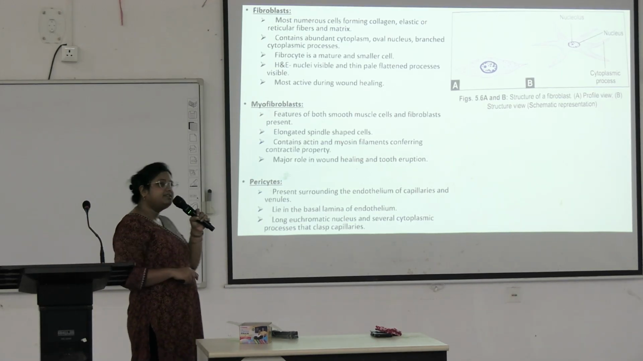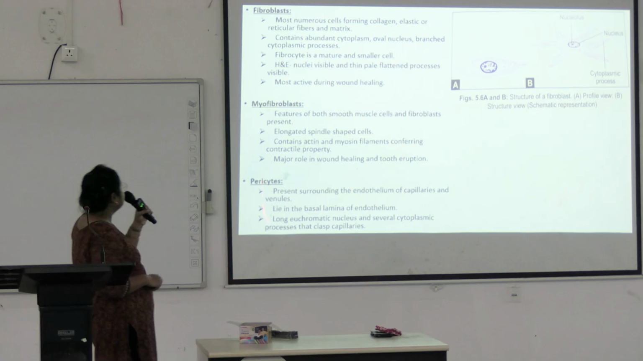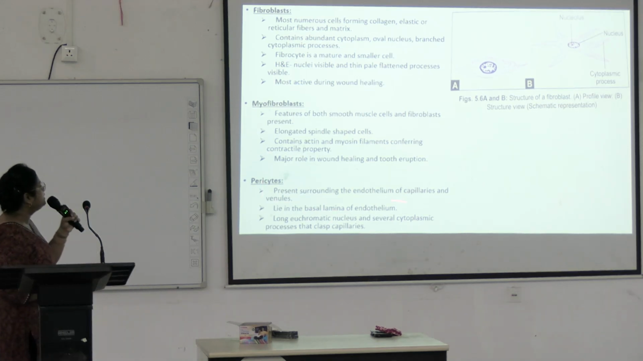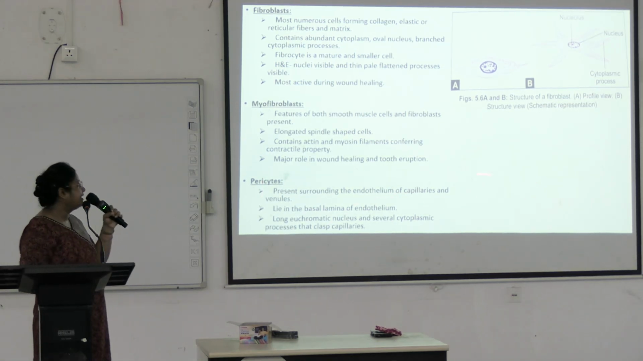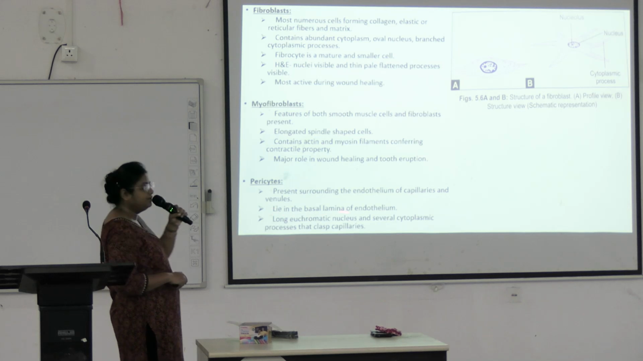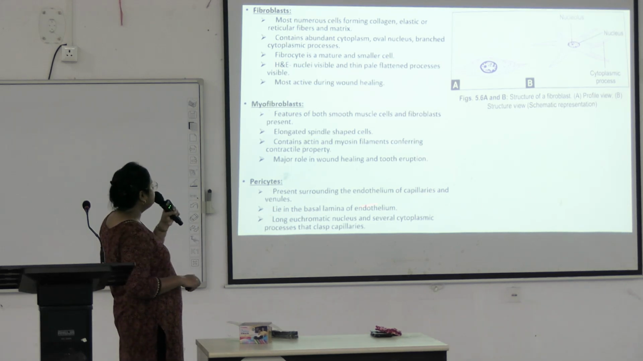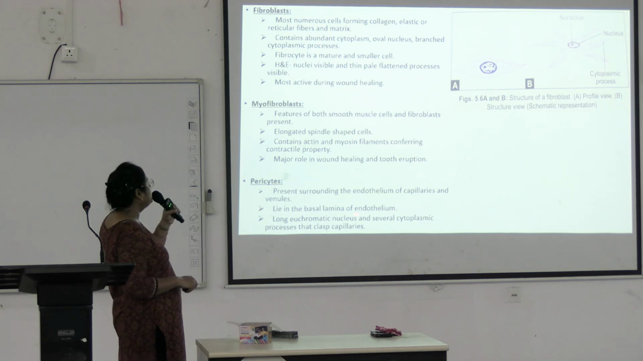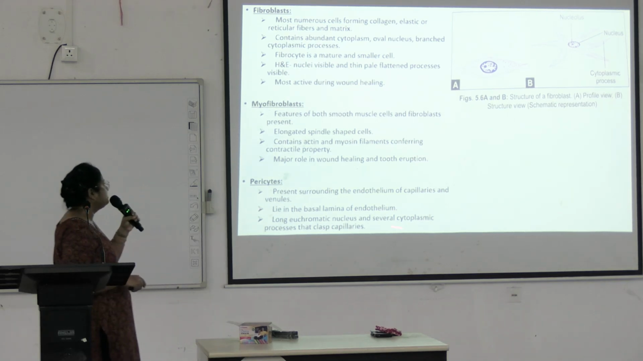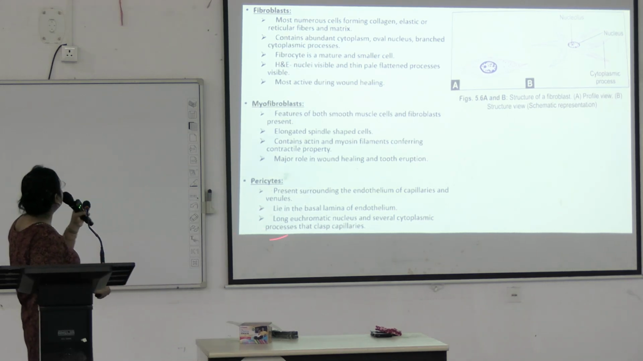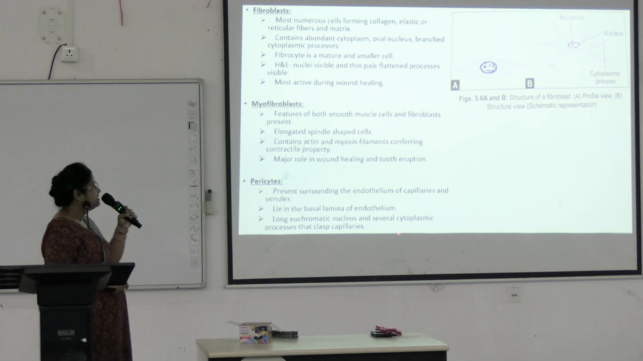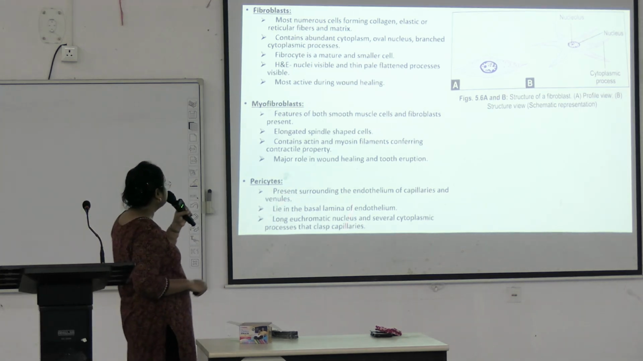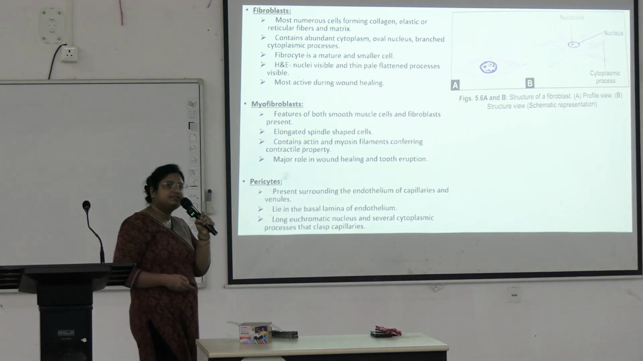Next is pericytes. What are pericytes? They are present surrounding the endothelium of the capillaries and the venules, and they lie in the basal lamina of the endothelium. They have a long euchromatic nucleus and several cytoplasmic processes that clasp the capillaries. So these are the features of pericytes.